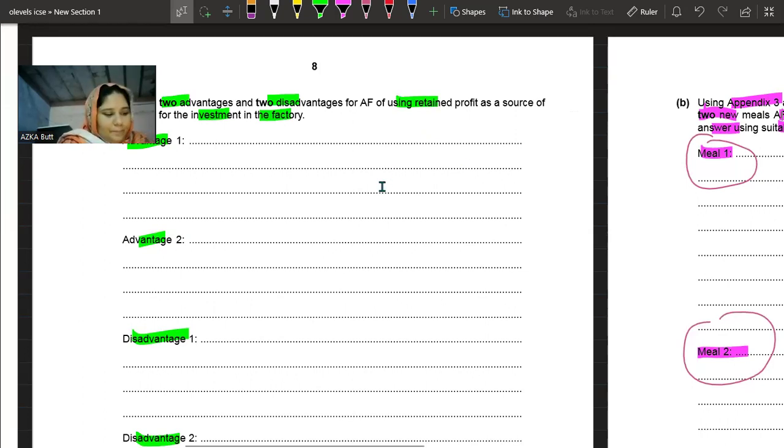So it means that we don't have to repay, unlike if we purchase the new technology. At that time we have to take out the loan and pay back that money to the bank. But if you're using retained profit for expansion, we will not be taking out any loan. Using retained profit means we don't need to pay any interest payment, and it would not increase our expenses and decrease our profit margins.